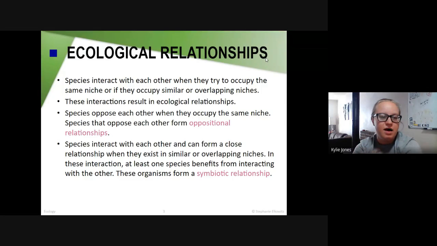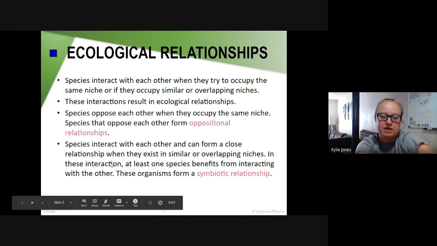Okay? These sort of interactions result in ecological relationships. Species that oppose each other compete with each other when they occupy the same niche. Species that oppose each other form oppositional relationships, so they have opposite relationships, they're trying to compete. Species interact with each other and can form a close relationship when they exist in similar or overlapping niches.